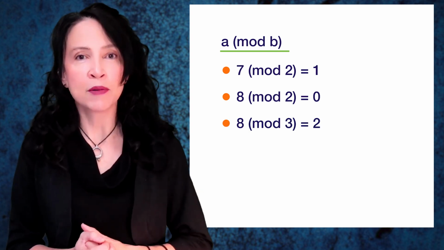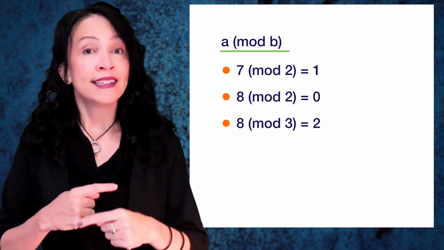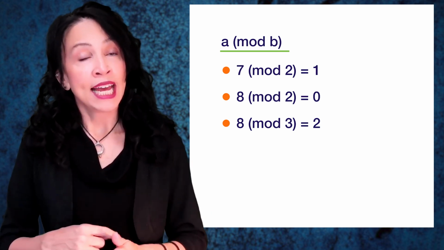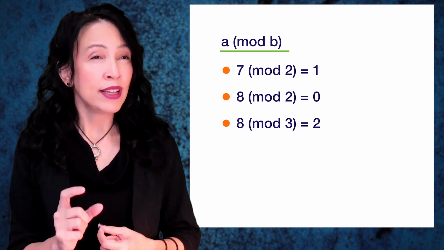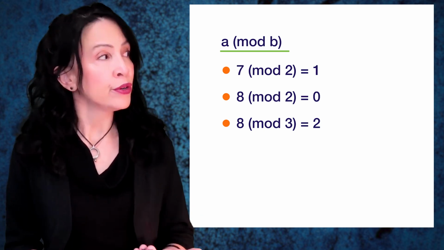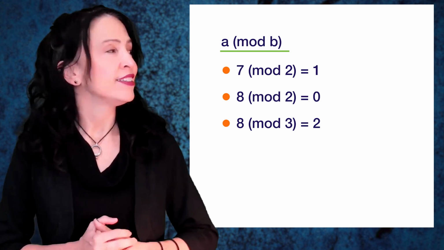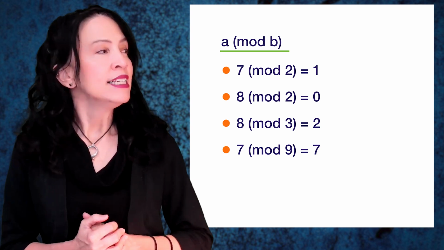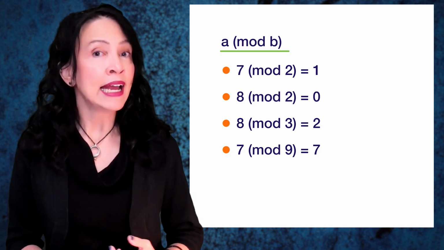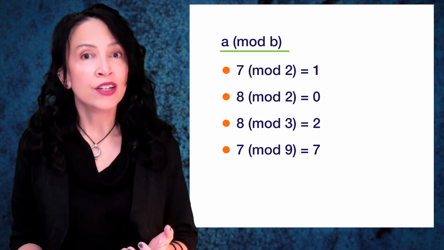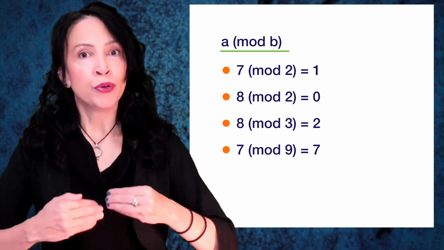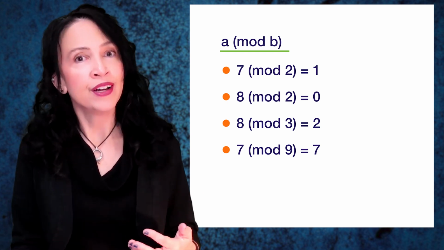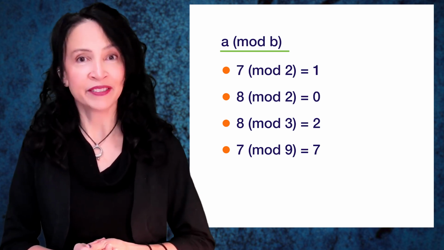Let's look at another one. 8 mod 3: 3, 6. I can't go up to 9; I've gone too far. So 3 goes into 8 twice, and then we're left with a remainder of 2. So that's the answer when you write down an expression like 8 mod 3. One more example, 7 mod 9. 9 does not go into 7 at all. So there are no whole multiples of 9, and the entire value 7 is the remainder. So 7 mod 9 is 7.